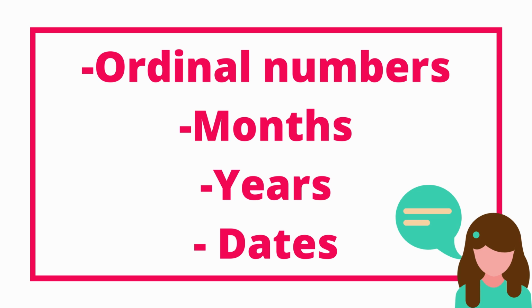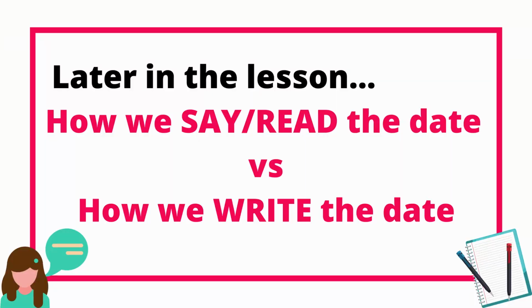Today we are looking at ordinal numbers, in particular ordinal numbers from the 1st to the 31st, months and years. So by the end of today's lesson you should be able to say the date in English. Be sure to watch until later in the lesson so that I can teach you the difference between how we say the date in English and how we write it.